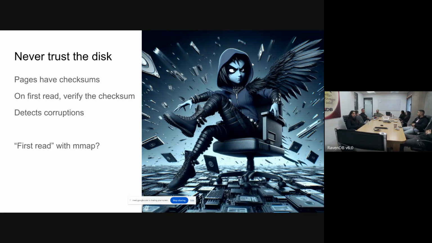If we have a bit flip, for example, this can be extremely nasty to deal with. Because we have a page checksum, we can detect that as, oh, there is an error, instead of having a memory corruption or something like that. But that leads to a different problem. How do we detect first read if we're using mmap?